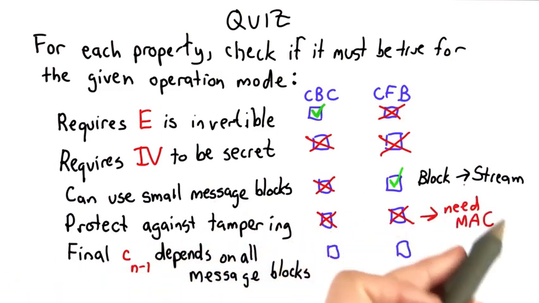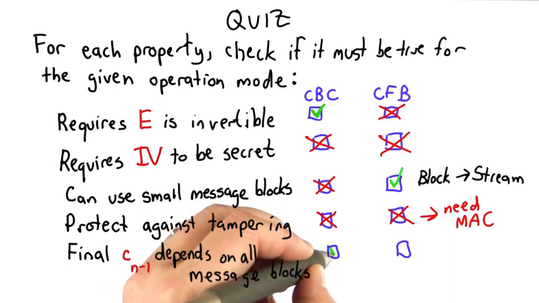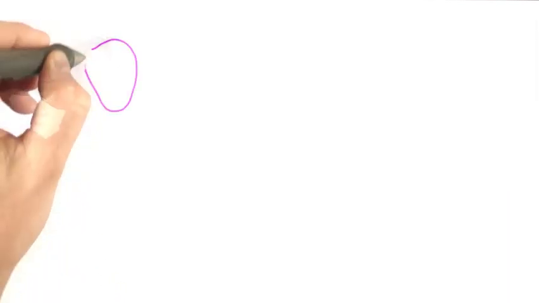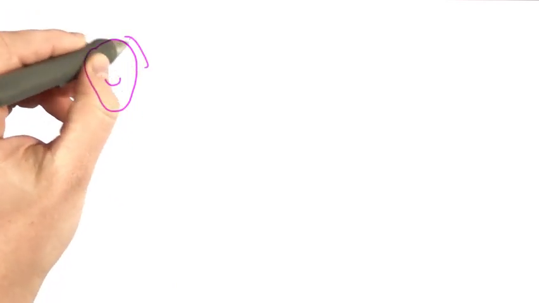And we'll talk in a future class about ways to provide message authentication that would make it so you can detect when tampering happens. The final property is that the final ciphertext blocks depend on all of the message blocks, and this is actually true for both. And this turns out to be a property that's very useful for what I'm going to talk about next, which is cryptographic hash functions. I'm going to motivate this with a somewhat silly example, but something that will illustrate many of the properties that are important for cryptographic protocols.